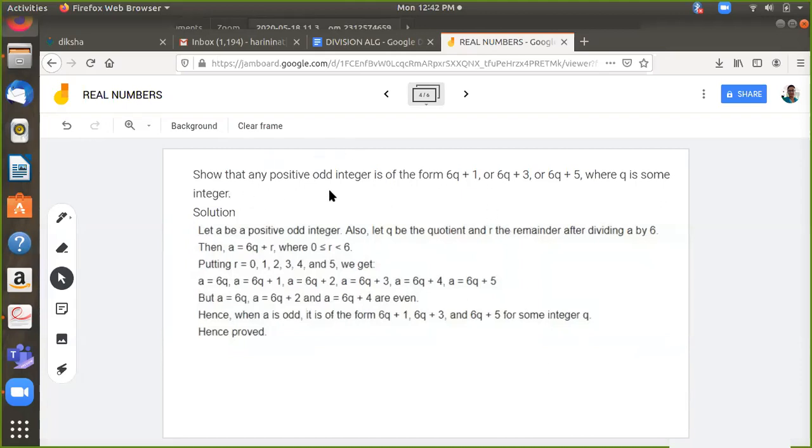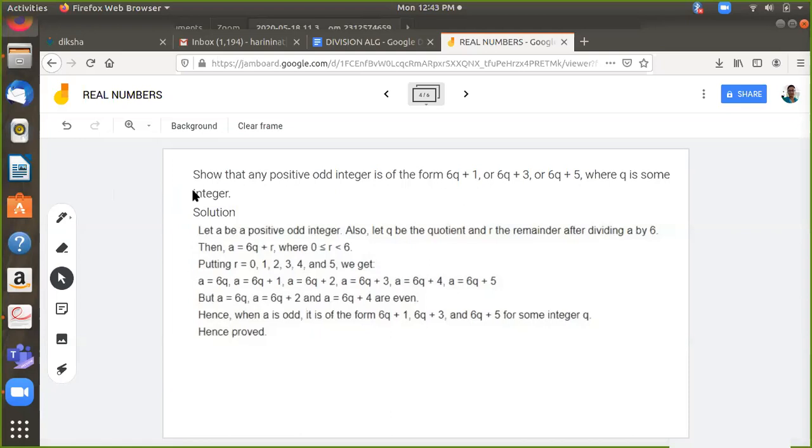Yes, all right, ma'am, this is a very, very frequently asked question in the board exam. This comes usually in section C. So this is an application of the division algorithm by looking at the 6q plus 1, 6q plus 3. This itself is a clue enough to tell you that it is the division algorithm which is used. So the question is like this. Show that any positive odd integer is of the form 6q plus 1 or 6q plus 3 or 6q plus 5 where q is some integer.